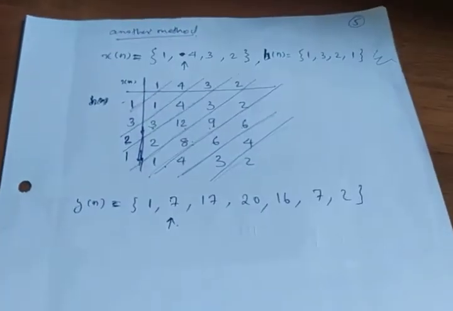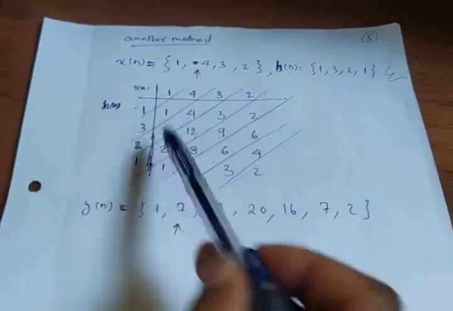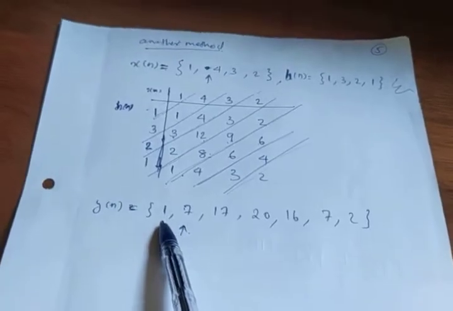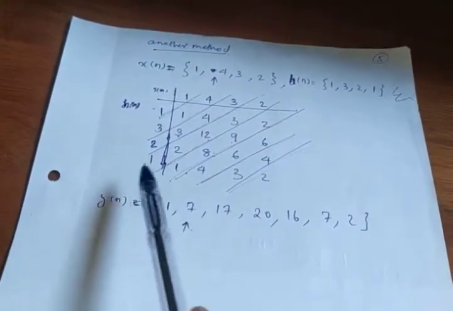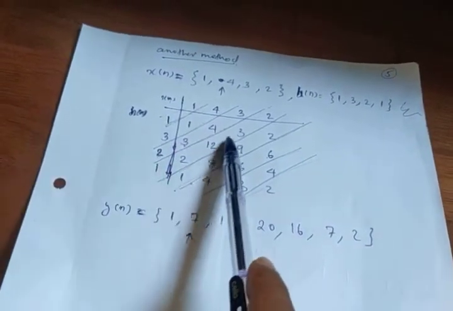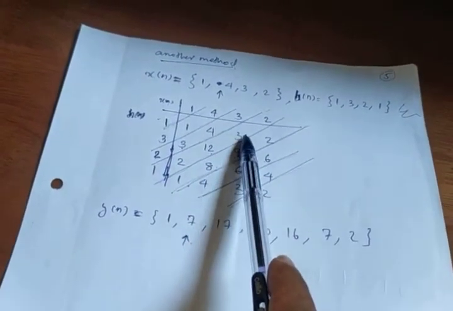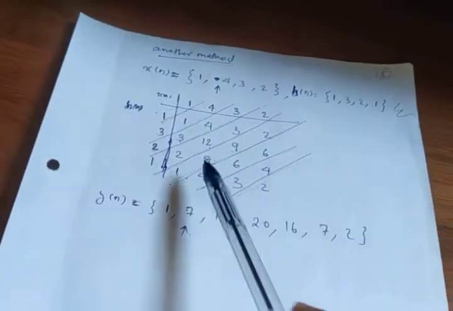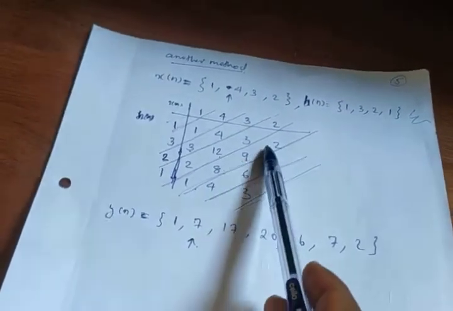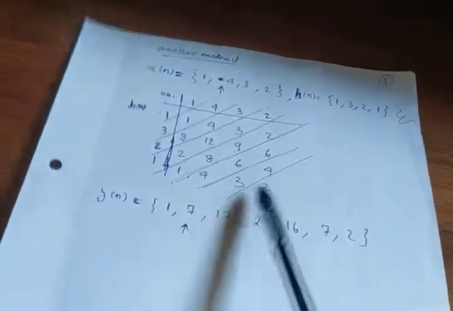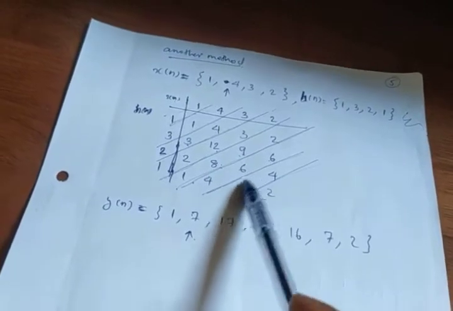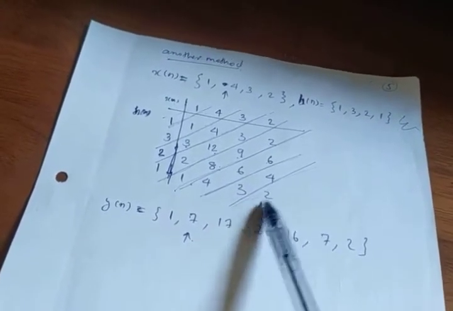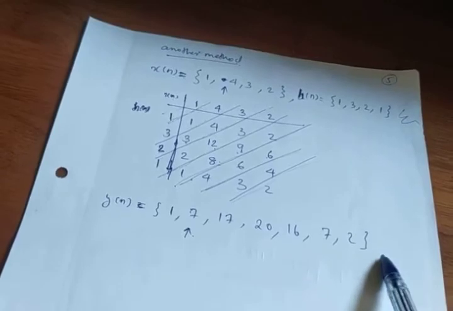You write it as y of n as a set, and y of n equals what you got in this, so you directly write 1. Now y of n equals 3 plus 4, so it is 7. At the next term you add these three terms in a group, 12, 3, 2, and you will get 17. Similarly you add these terms and it is 20. Similarly you add 6, 6, 4 and you will get 16. You add 3, 4 and you will get 7, and this 2. So this is a complete set.